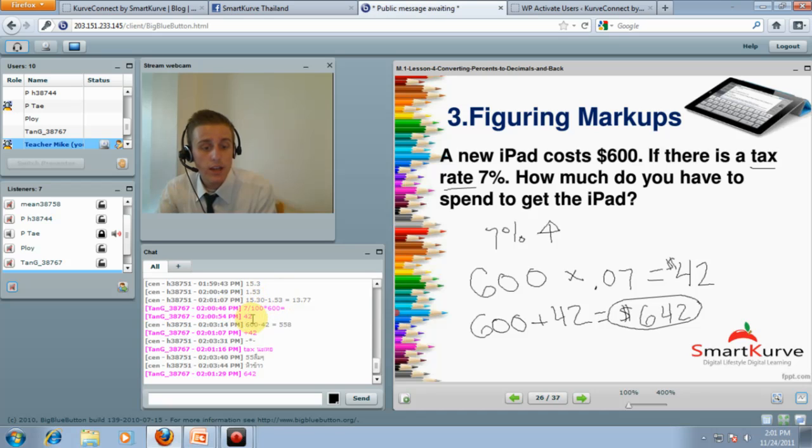Now, you would subtract it if it was asking for a discount. If it said there was a 7% discount, you would subtract, but because it's a tax rate, it is a markup. You are adding that price on to the original.